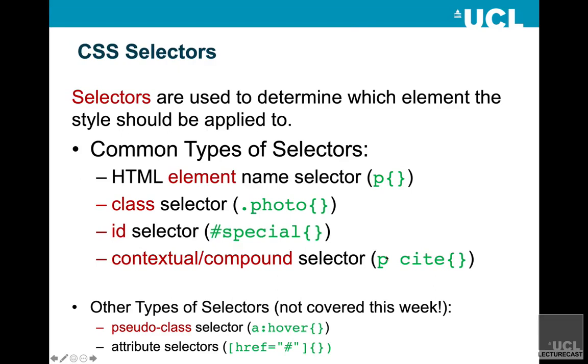There are other selectors that we will not be covering in this class. For example, pseudo class selectors and attribute selectors, but we may come back to this further down our course. What we're focusing on in this particular part of the presentation are class selectors, ID selectors, and contextual or compound selectors.